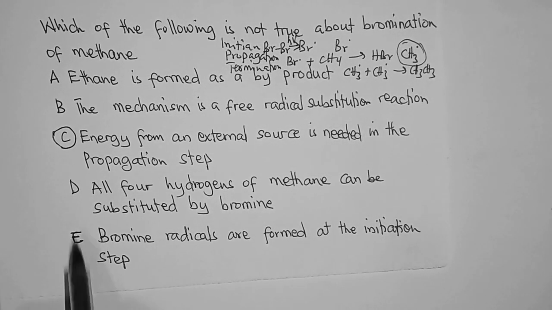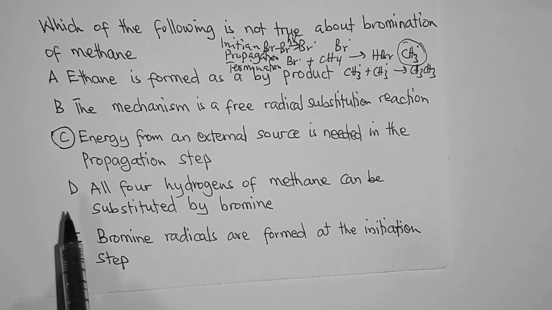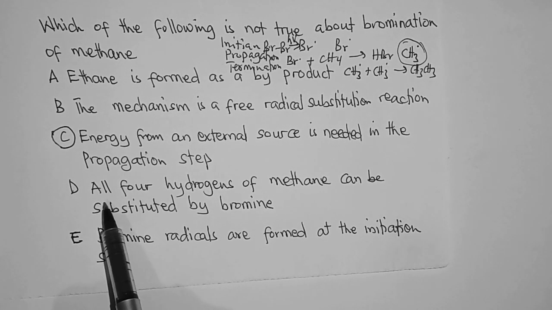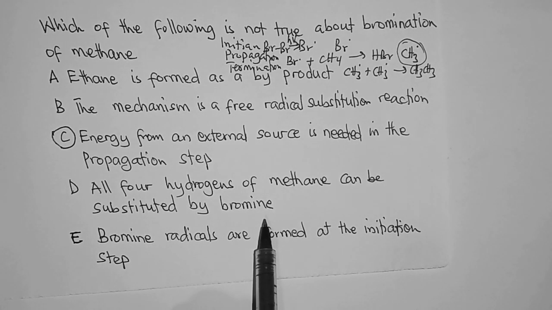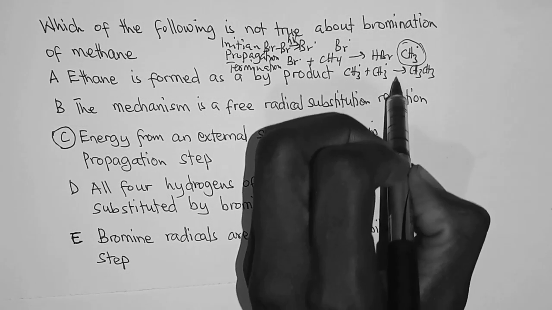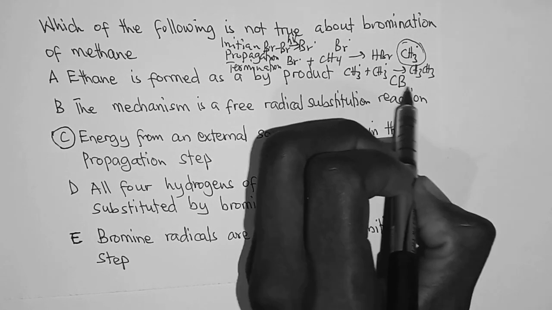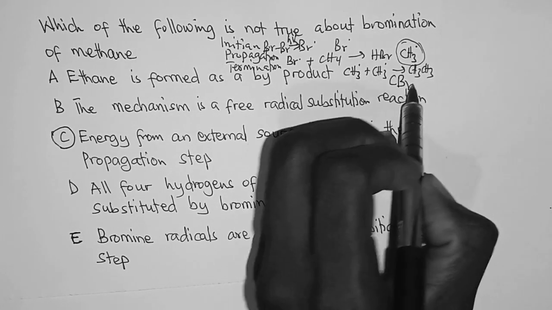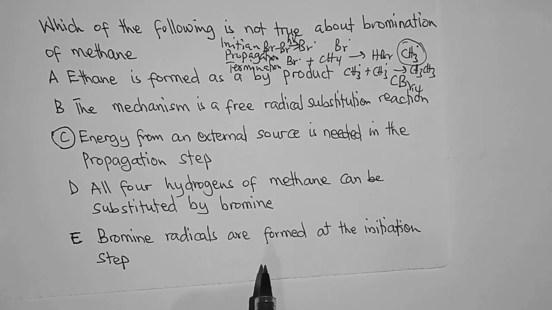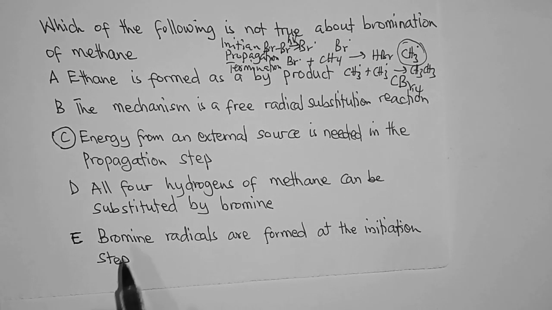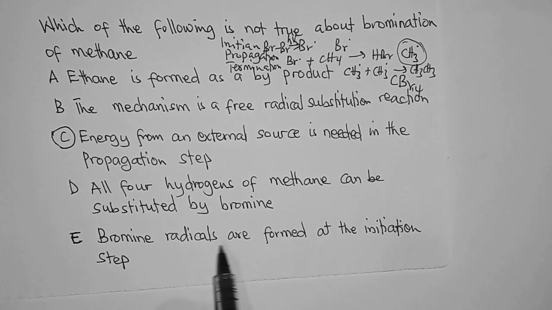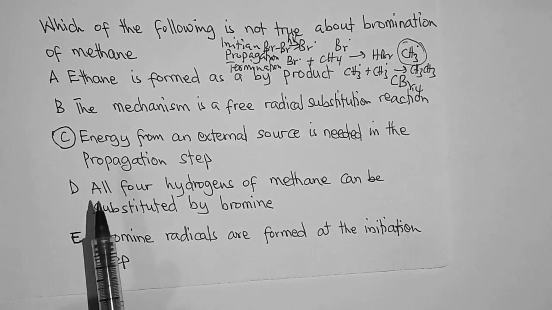And let's check the other two statements. It says that all four hydrogens of methane can be substituted by bromine. That is true, so that in the end, we'll get CBr4. And then the last one, he says that bromine radicals are formed at the initiation step. That is also true. So the only false statement is C.